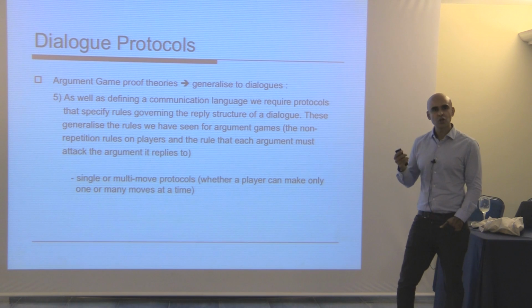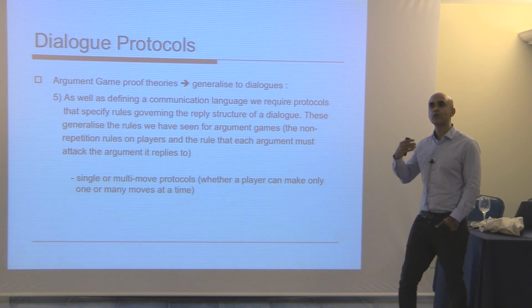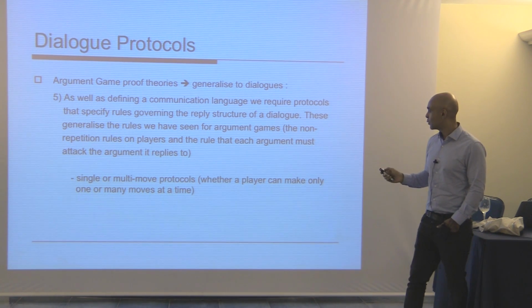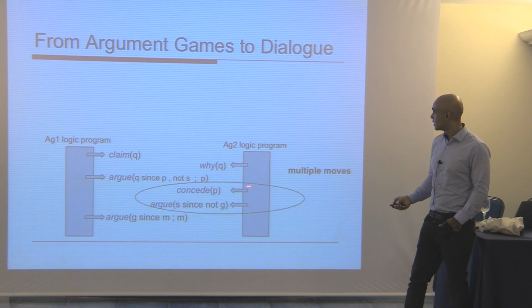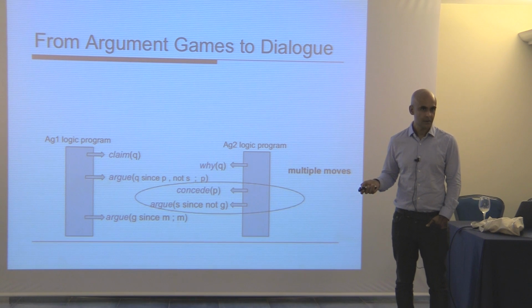We can have protocols that are single or multi-move, depending on whether a player can make more than one move at the same time. So if we look at this example, Agent 2 at this stage makes two moves: concede P and the move argue S since not G. It's a multi-move protocol. Okay.